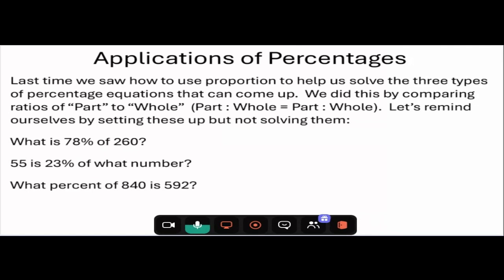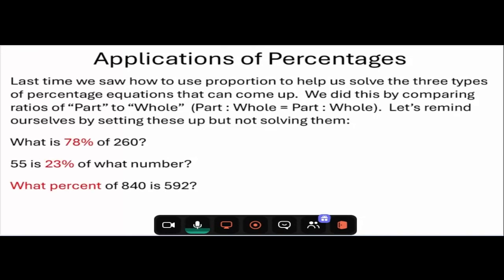So here I've got 3 setups like the ones we did in our last lesson, where we learned 3 types of percent equations that come up, and we're not going to solve them. Let's just remind ourselves how we were setting them up, and then we'll move into some word problems. Whenever you look at these, you want the left side of the equation to be the percent to 100. And in all 3 of these, you see I've identified in red where the percentage appears. This one, there's a 78%. This one, there's a 23%. And this one, there's a what percent? An unknown percent. But they all have a percent.